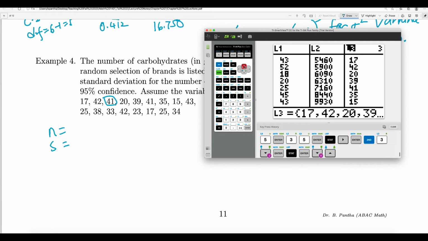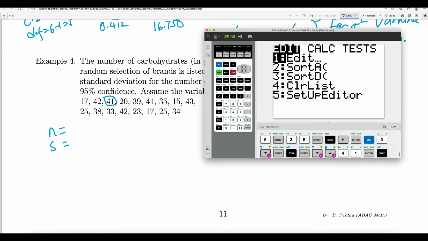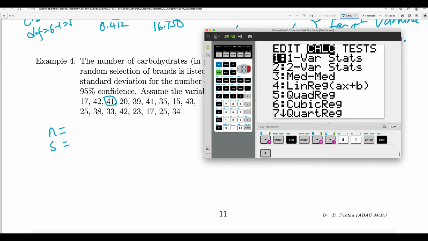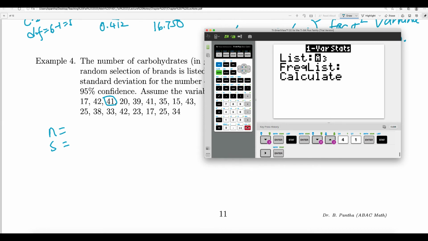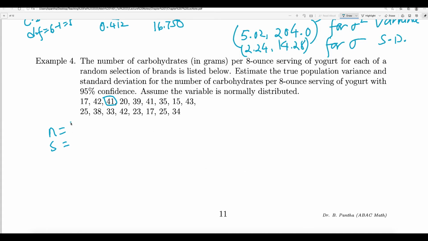So what I want to do is enter 41. So 41 there. Okay, hit enter. So there are total 17 items, 17 data points. You need to do stat, then calc, then one variable stats, and we are entering these values in L3. So I pick L3 there, and for frequency list, there is no frequency, and then calculate. What you get is N equals 17.